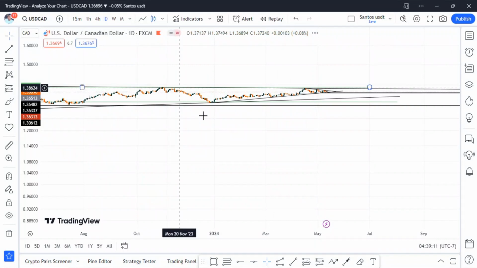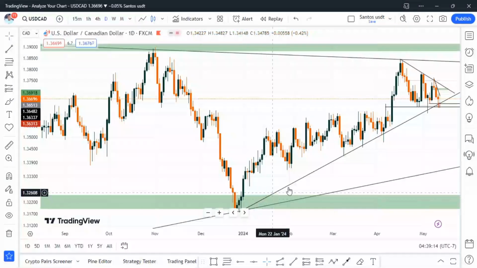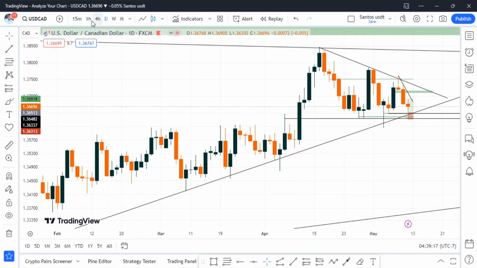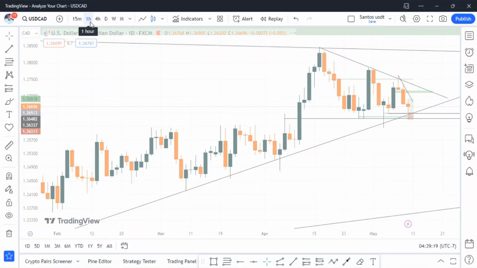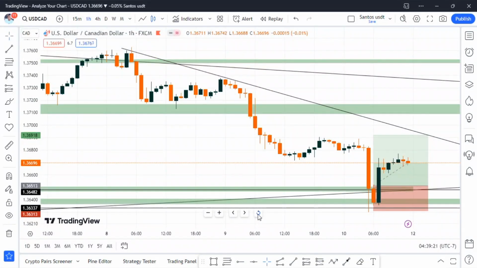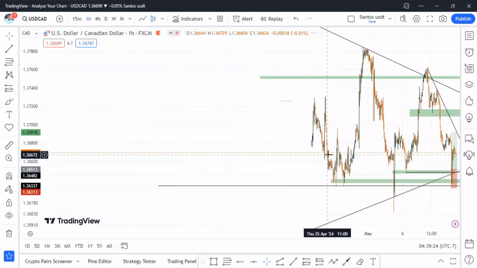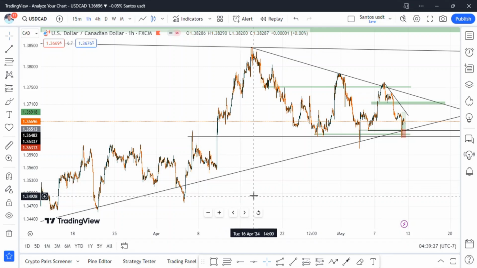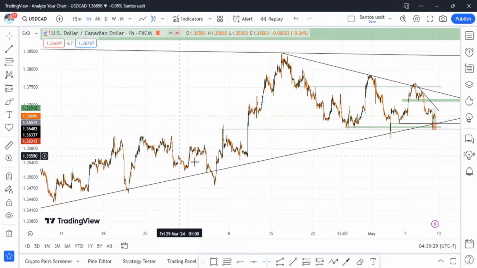So on the daily time frame, you can see I'm currently on a trade right now. Let me go to the H1 time frame for you to see. I'm currently on a trade. The reason behind this trade was just simple technicals.